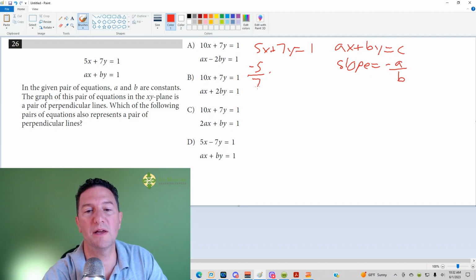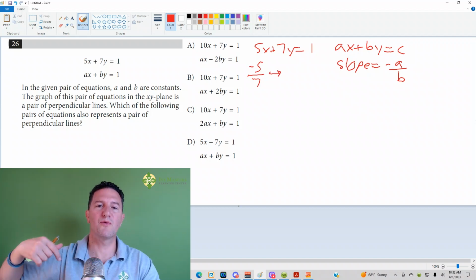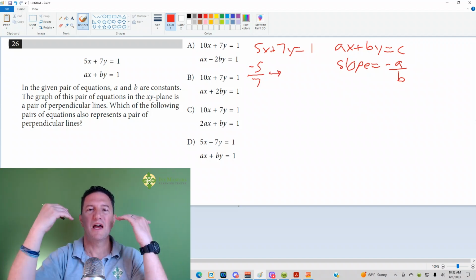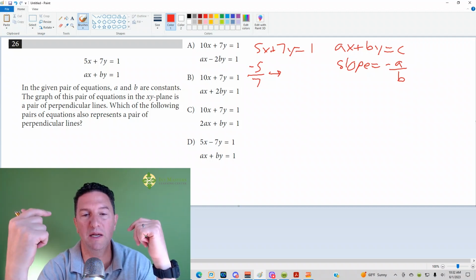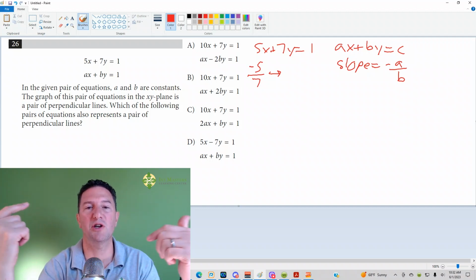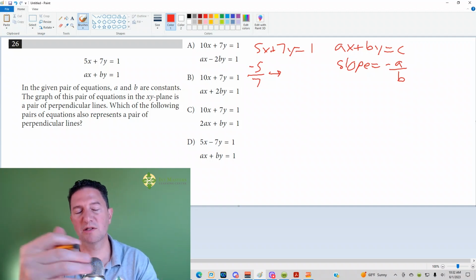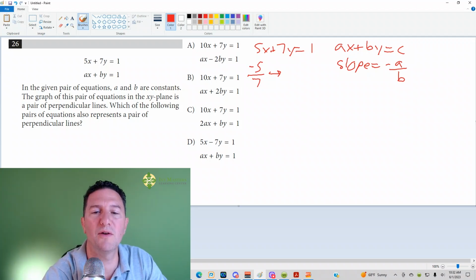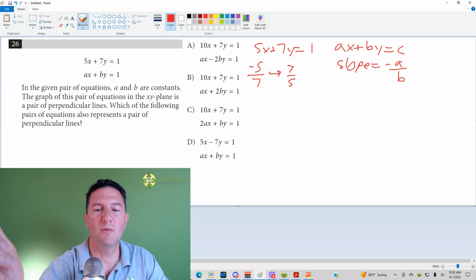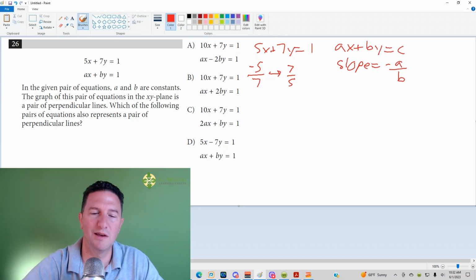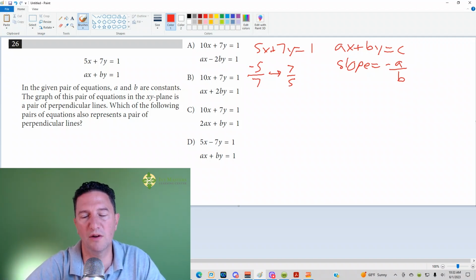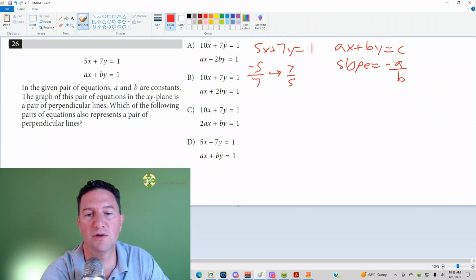So what's a perpendicular slope? Well, you might know this as opposite reciprocal, meaning you flip the fraction and multiply by negative 1. If that makes more sense to you, then do that. Flip the fraction, so 7 goes on top, 5 goes on the bottom. And when you multiply by negative 1, negative times negative is a positive, so the negative turns to positive. If it were a positive, it would turn to negative.